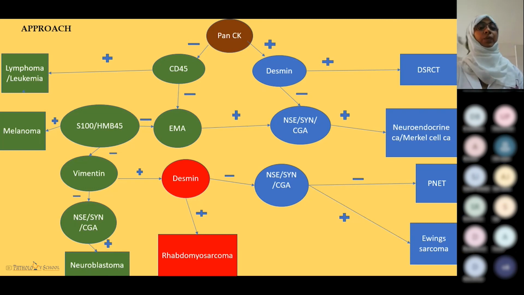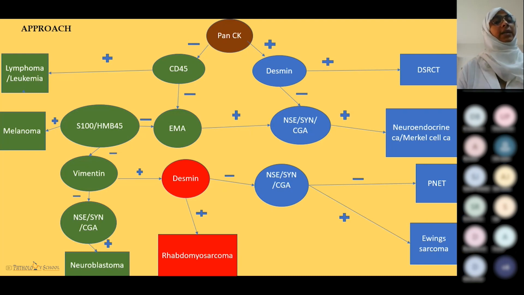If not, go with Vimentin. Vimentin and Desmin positivity will indicate rhabdomyosarcoma. If Vimentin is also negative, go with our favorite, synaptophysin and chromogranin, and its positivity will give you the diagnosis of neuroblastoma. Now, if pan-cytokeratin and also Desmin are negative, again you have to go with synaptophysin and chromogranin, whose positivity will indicate Ewing sarcoma and negativity will indicate PNET.